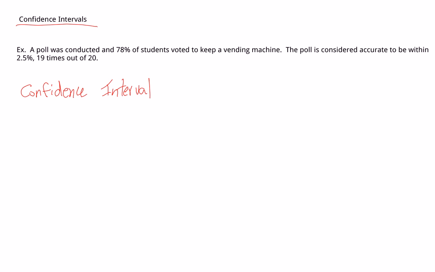So what we would do is we take that 78% and we have to add and subtract the 2.5%. If we subtract 2.5, we get 75.5. We add the 2.5, we get 80.5. So that means the majority of the people, if we were to redo this poll again, should be between 75.5% to 80.5%. So that is our confidence interval. The confidence range is that plus or minus 2.5%.